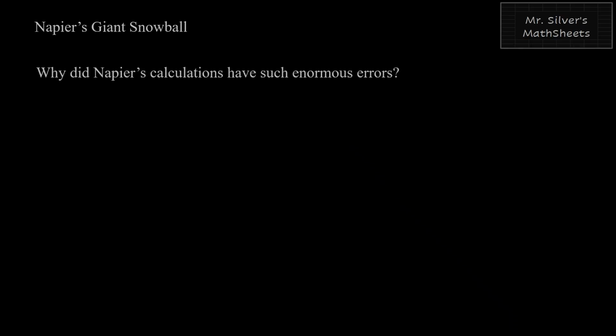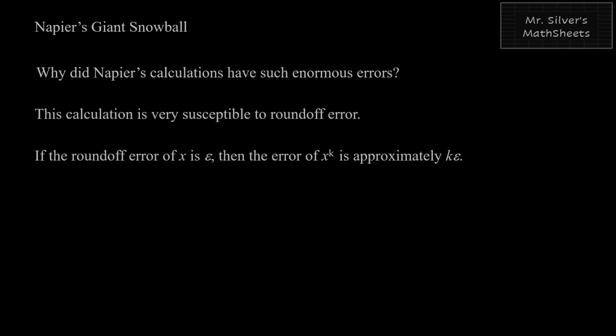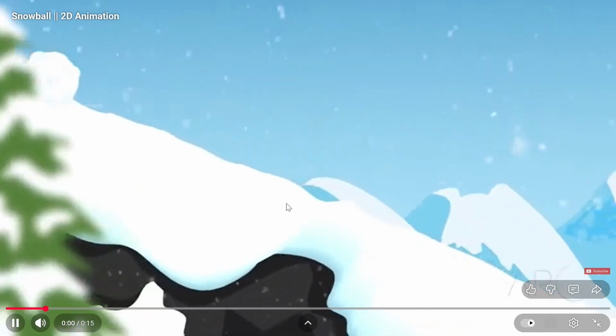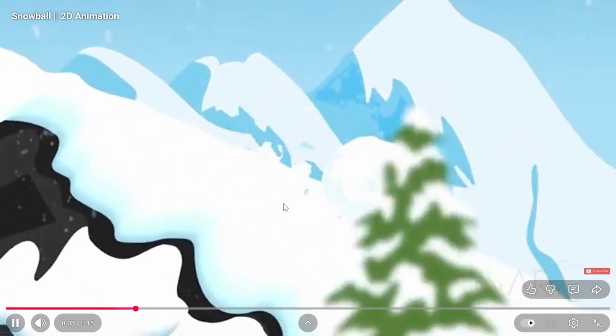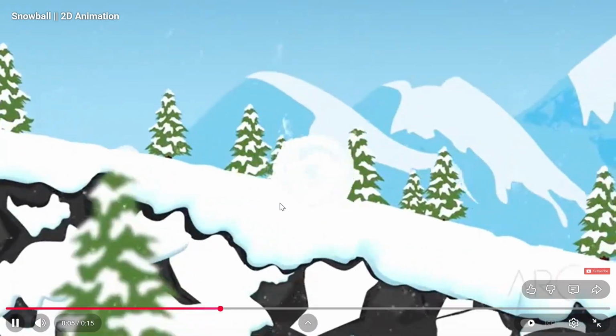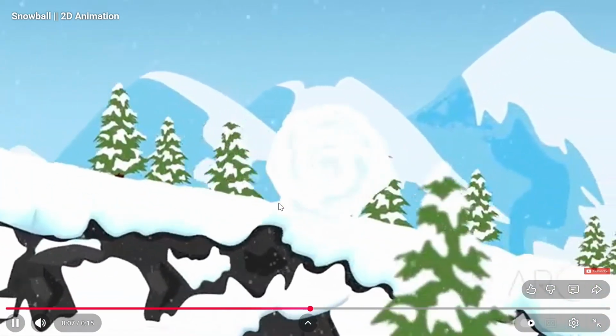So why did Napier's calculations have such enormous errors? The calculations are very susceptible to round-off error. If the round-off error of x is epsilon, then the error of x to the k is k times epsilon. Oh dear, this is a snowball that's growing and growing and growing.